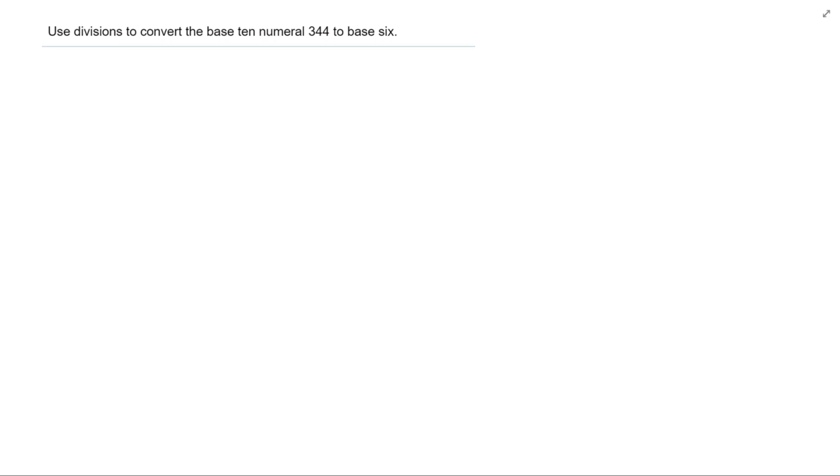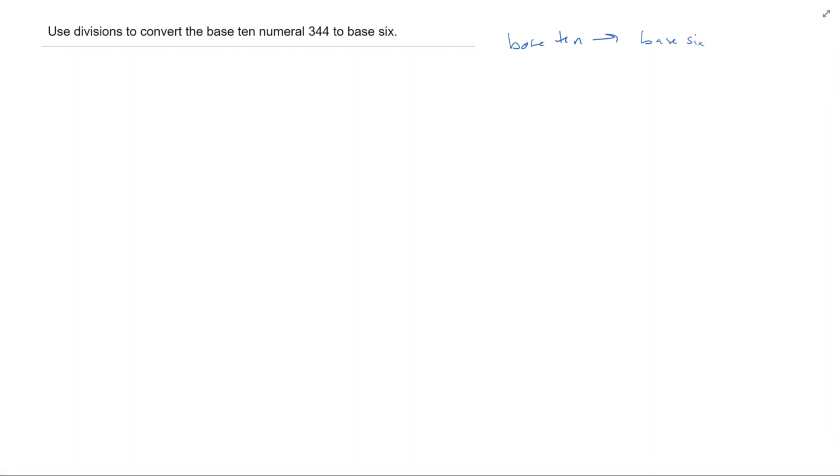Use divisions to convert the base 10 numeral 344 to base 6. Okay, so currently we have a number that is in base 10, and we want to go ahead and convert it into base 6. We're going to be using division to do this.